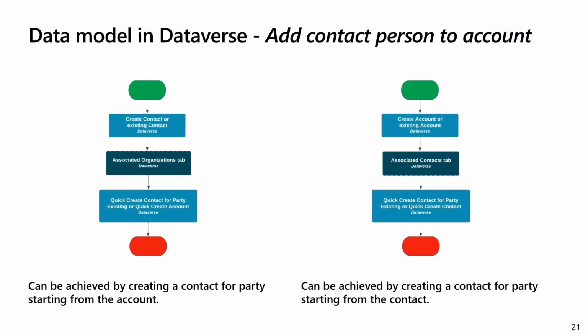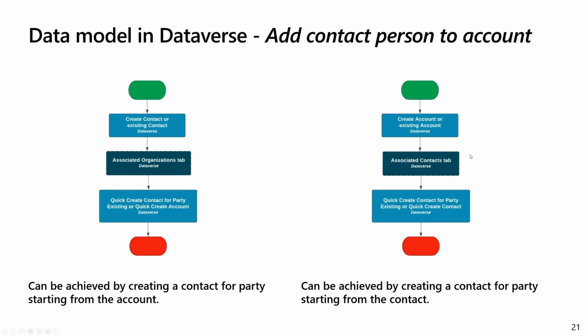There are 2 ways in which we can add a contact person to an account. We can either create the contact or open the form of an existing contact, navigate to the associated organizations tab that is available, and then use this tab to create 1 or more contact for party records. You also have the possibility to either use an existing account or also perform a quick create of the account before creating the actual association.